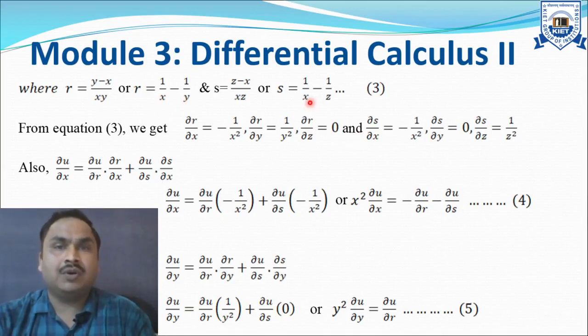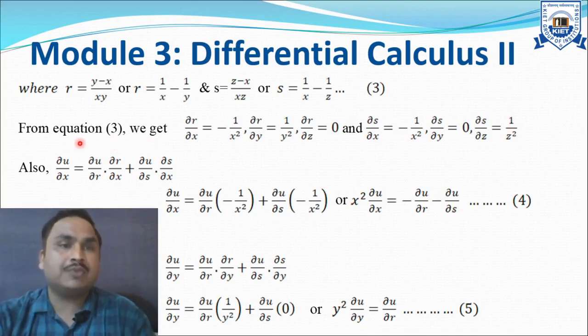And the values of the partial derivatives of s: del s over del x from here will be minus 1 over x square. Del s over del y will be 0 as there is no term of y, and del s over del z will equal 1 over z square.